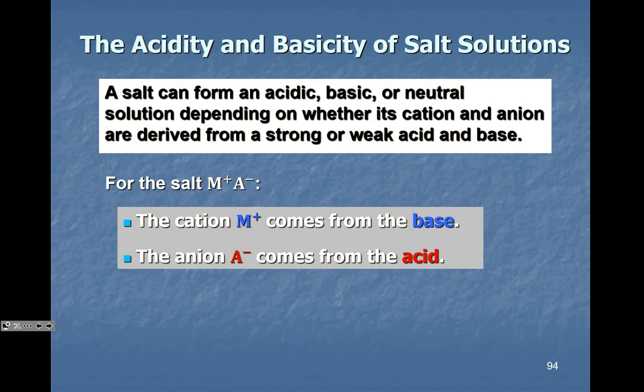For a salt, you're going to be worried about the positive side and the negative side of the salt. The M part, or the positive side, comes from the base. The A, or the negative part, comes from the acid. Now remember, to make an acid, all you're going to have to do is add hydrogen to that negative part of the salt. To make a simple base, you're just going to add OH to the positive side of the base.